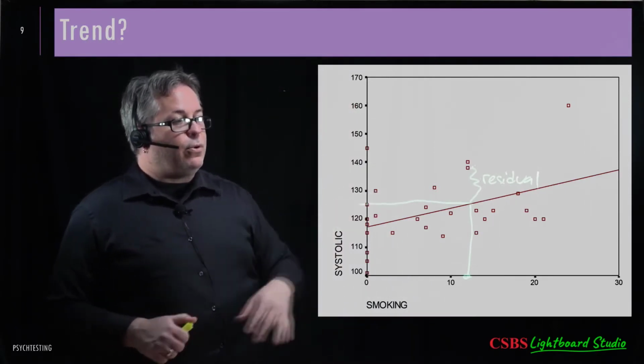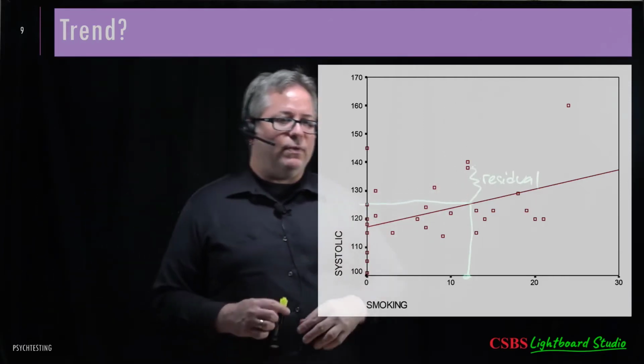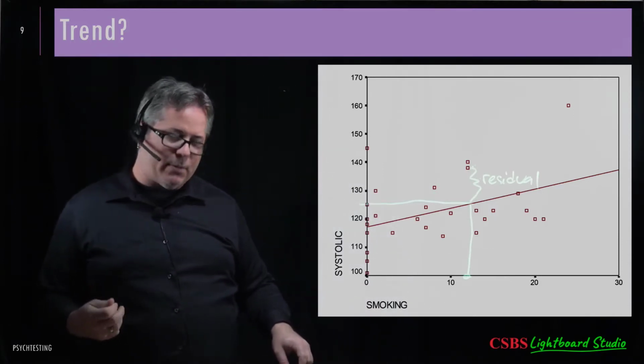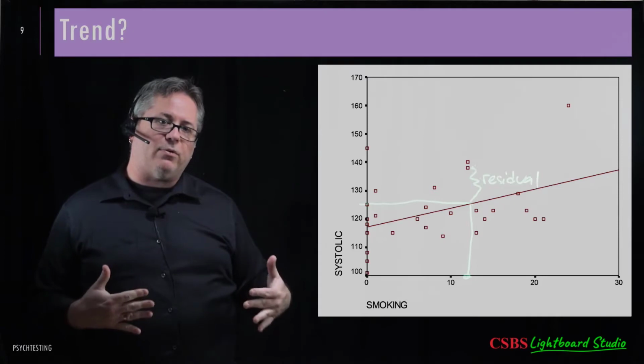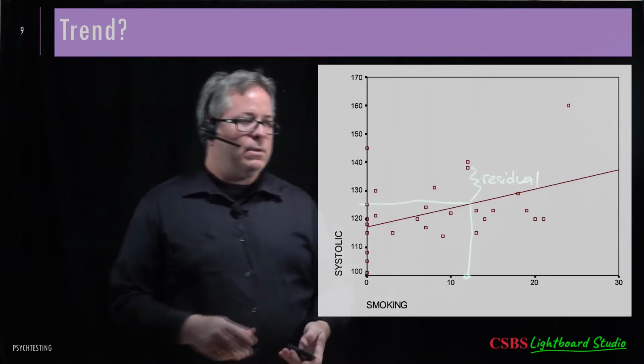So if we had a near perfect prediction, everything lined up right on the line, we'd have almost no residuals, no mistakes, no over or underestimations based on our prediction model. All right, so our model would perfectly represent the data if it were perfect that way.